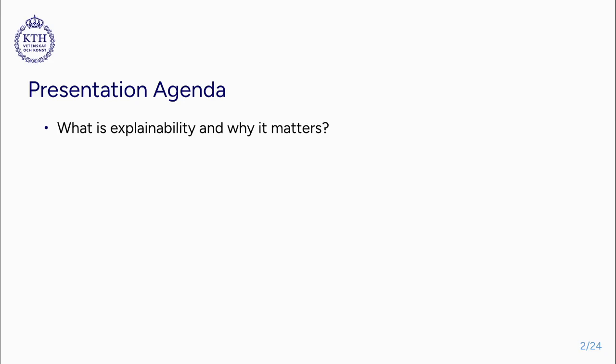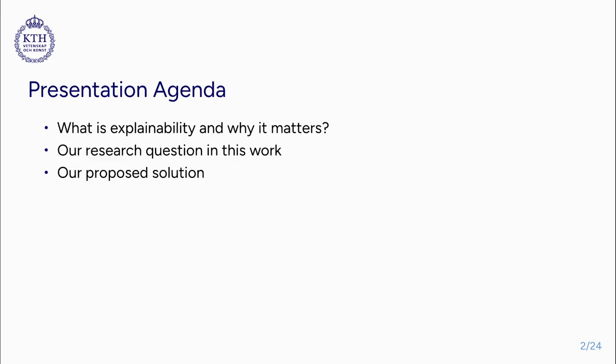First, we discuss what is explainability and why it matters. Then we pose one research question that is important in explainability, and we're focusing on this work. Next, we propose a solution to the problem we posed. And finally, we go over future works and conclusions.